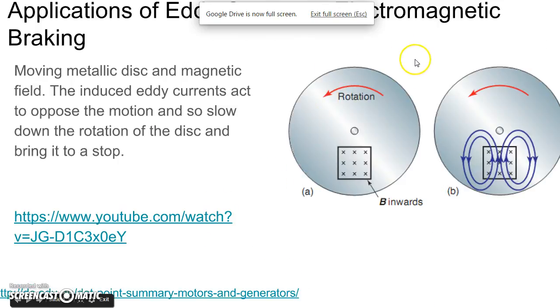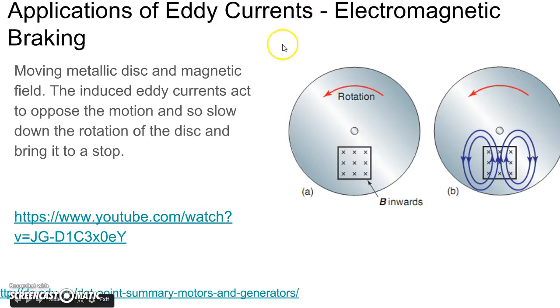First application is in electromagnetic braking. So if we have a metallic disc and a magnetic field. Okay, the magnetic field is just on this small section. It's not on the whole thing, just on this small section. As the metallic disc rotates, we've got a moving conductor in a magnetic field.